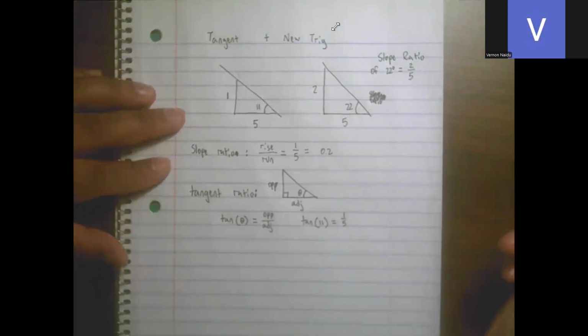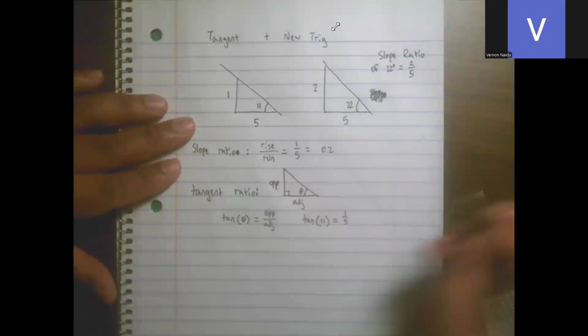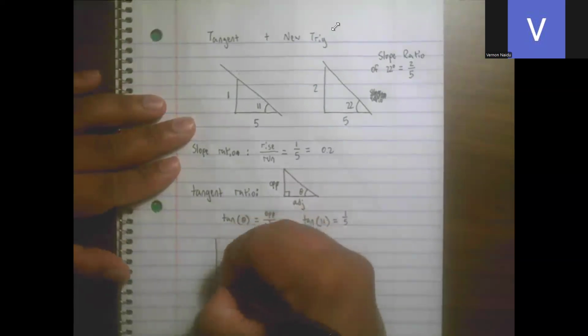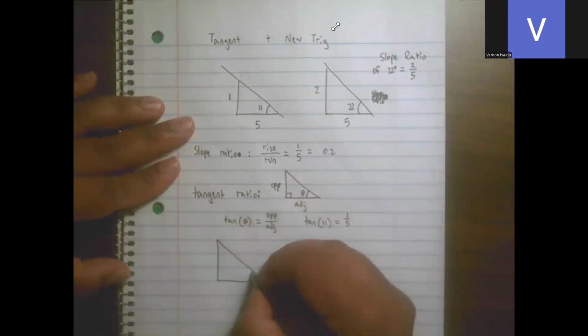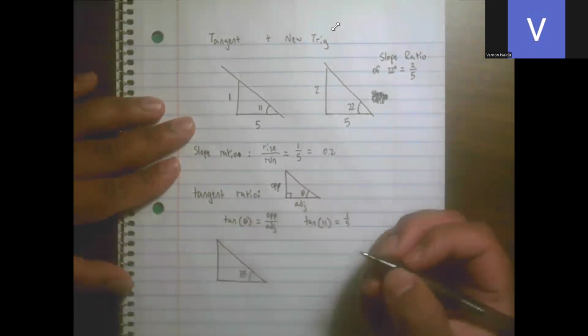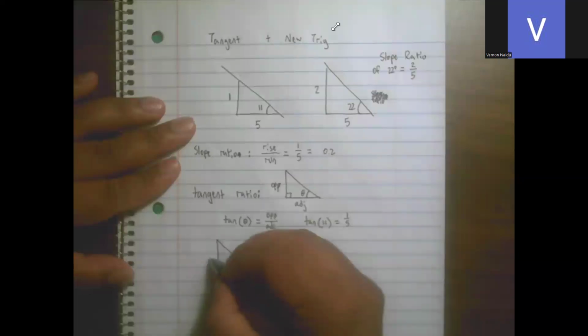The tangent ratio has a bunch of different ways to use it, right? When we first introduced it, we had our triangles. We would get some value here. Let's call this 35. And then we'll say this is 5. And we'll say this is x.